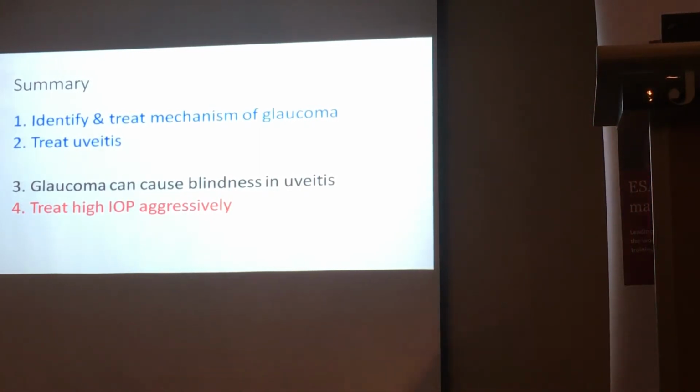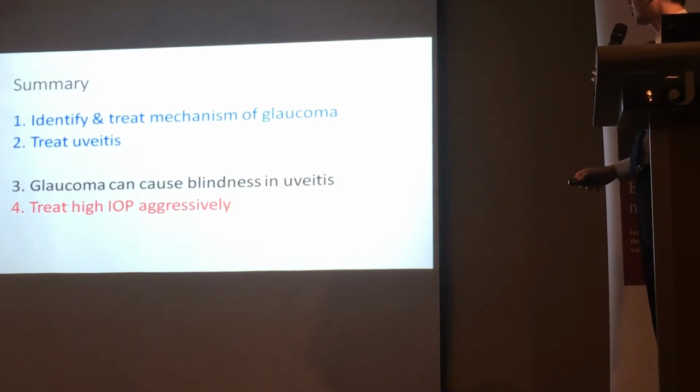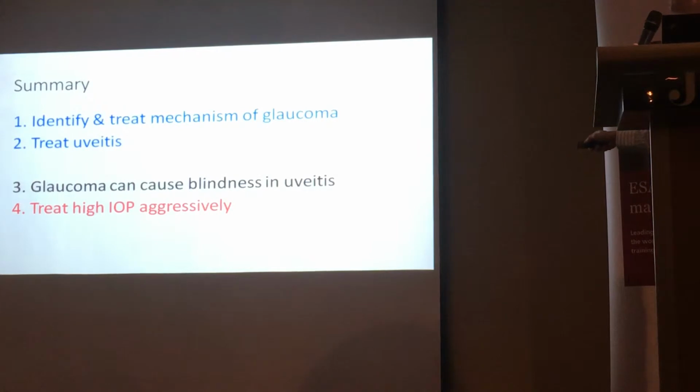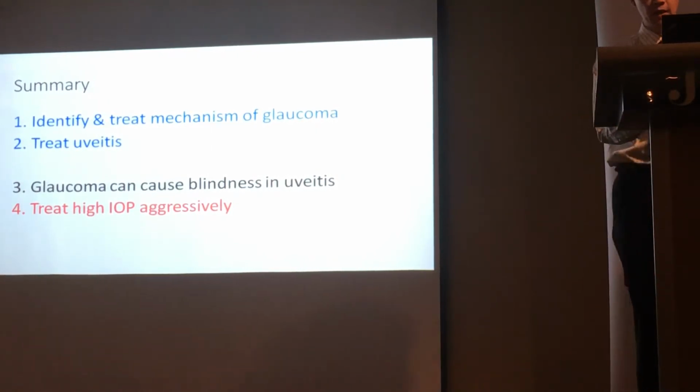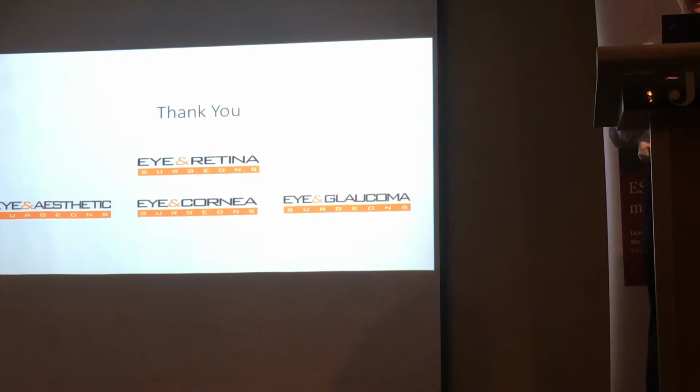So in summary, I just want to emphasize that for uveitis patients with glaucoma, you need to identify and treat the mechanism of the glaucoma or the high eye pressure while you're treating the uveitis. Remember that glaucoma can cause blindness. It is an important cause of blindness in uveitis patients, and you've got to treat the high IOP aggressively. Okay, let's have questions.